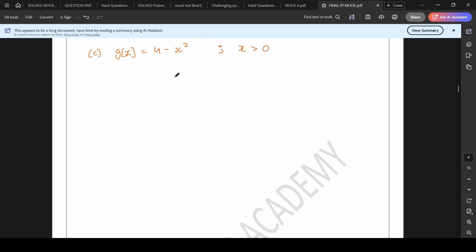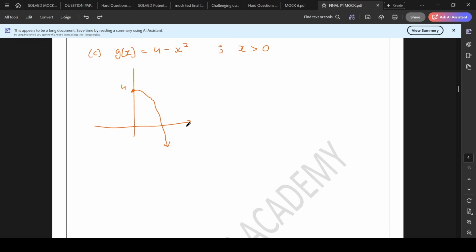So how can I draw this? It's an x squared graph, a negative x squared graph, which is pulled up by 4 units. So if I just have to plot a rough graph, my x squared graph, the minus x squared graph, looks like this, and I'm pulling it up by 4 units. So this is the part of the graph that I'm interested in. Of course, I can complete the graph like this, but because the domain is restricted, I'm just going to keep it x greater than 0.